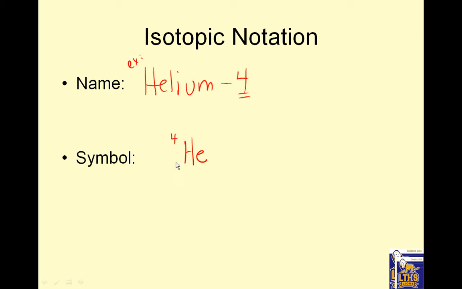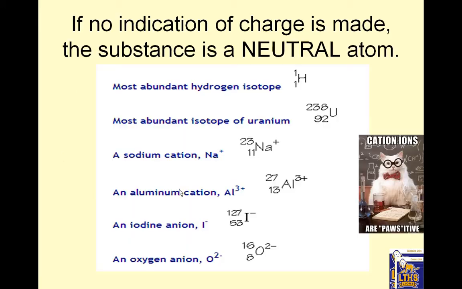So what goes on the bottom? The atomic number, which comes off the periodic table, it's atomic number 2. So this is isotopic notation name, isotopic notation symbol. Okay. So if there's no charge in the corner, we assume it's neutral. Look, it's an isotopic symbol.